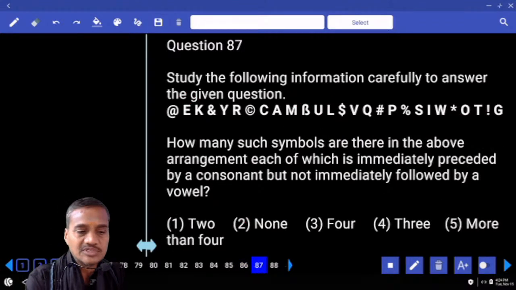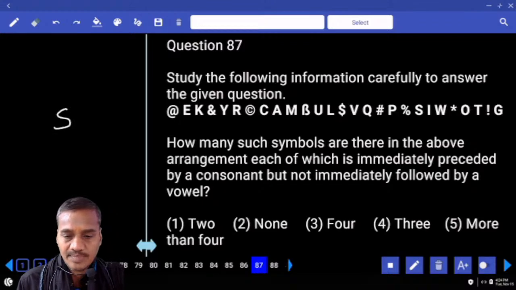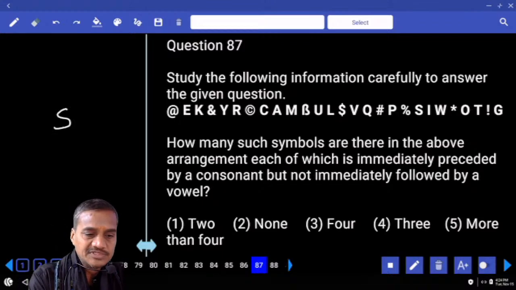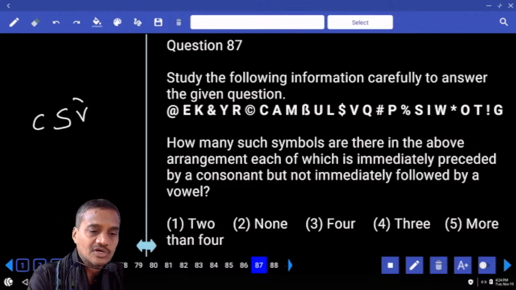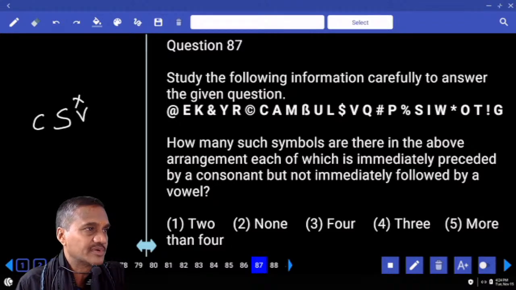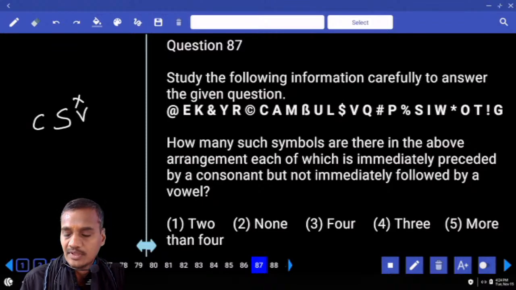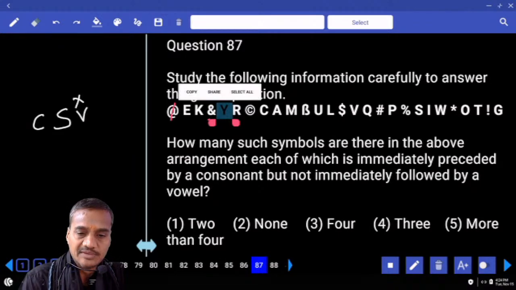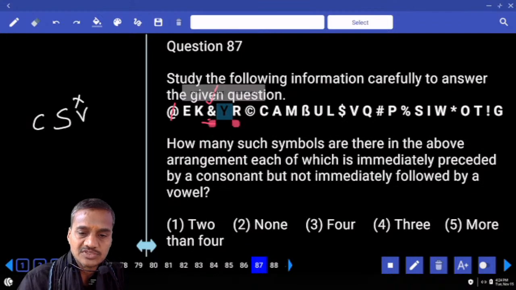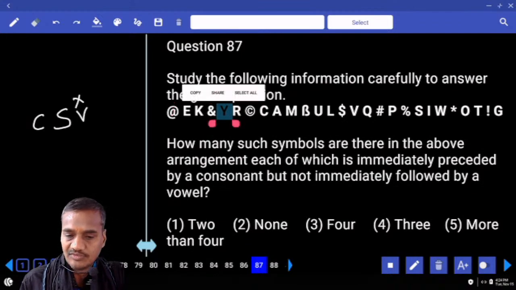And how many symbols are there? The question is about a symbol, each of which is immediately preceded by a consonant but not followed by a vowel. Hence a consonant and symbol should be there, but it should not be followed by a vowel. Now directly let us start with the symbol. This symbol is not preceded by a consonant. Symbol preceded by a consonant, and at the same time it is not followed by a vowel.